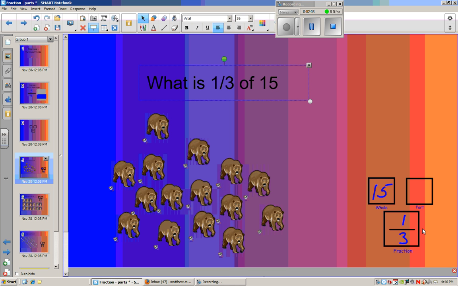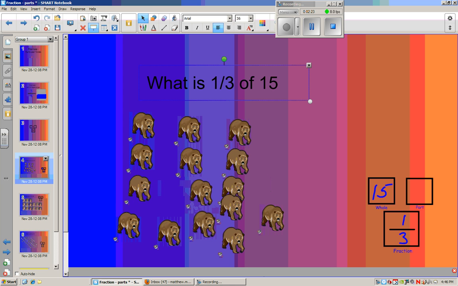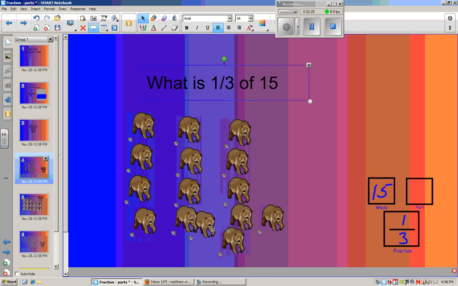One of the ways is we can turn this 15 into 3 groups because that's what the denominator is. So I can separate these bears and just put them into 3 groups, or for this case, I'm just putting them into 3 lines. And you could be doing this with any type of, with X's on your paper or circles or anything like that.